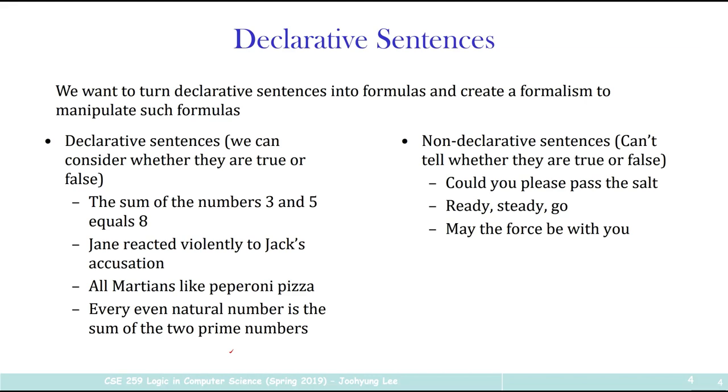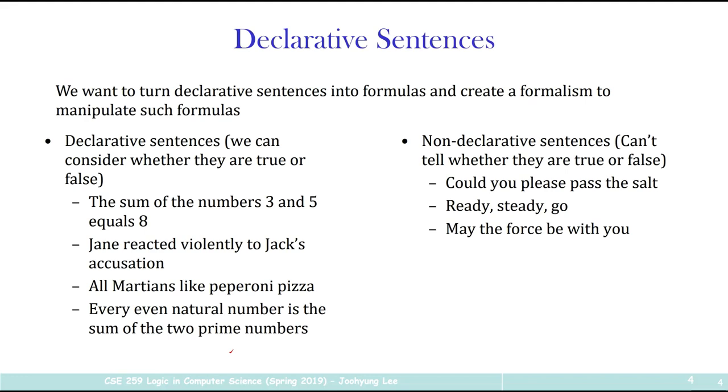All Martians like pepperoni pizza. True or false? This is true if there is no Martian, which is a bit counterintuitive, but you will learn that later. If there is at least one Martian, then you have to prove whether all Martians like pepperoni pizza. Anyway, whether there is a Martian or not is not the subject of this course. But the point is, these sentences can be either true or false, given enough information.